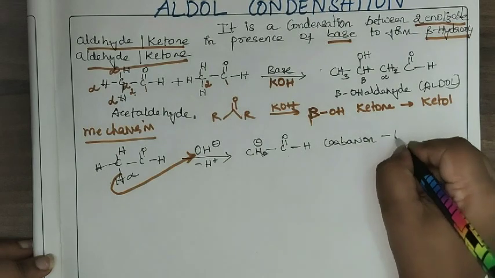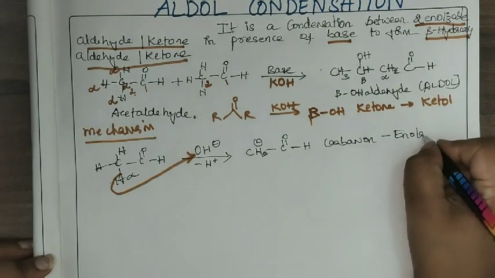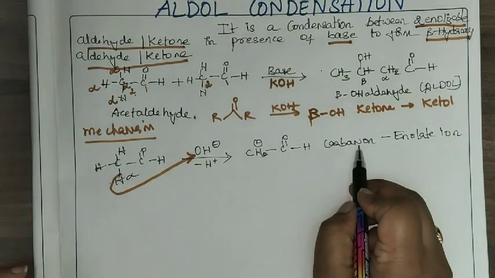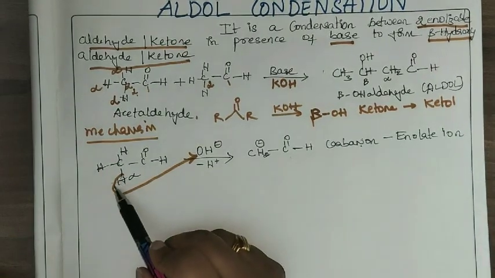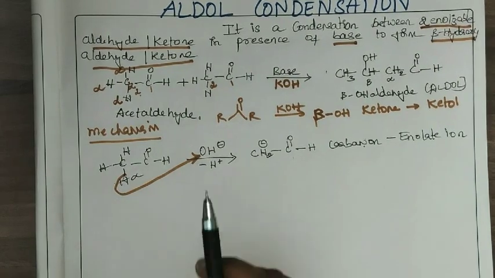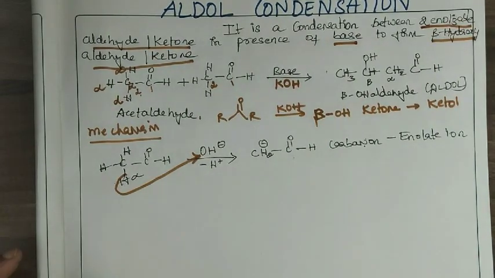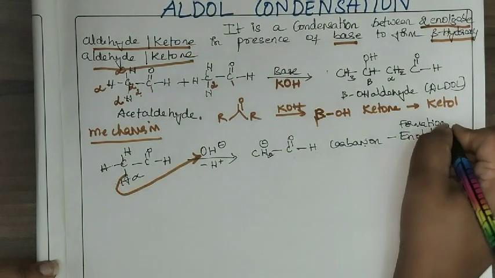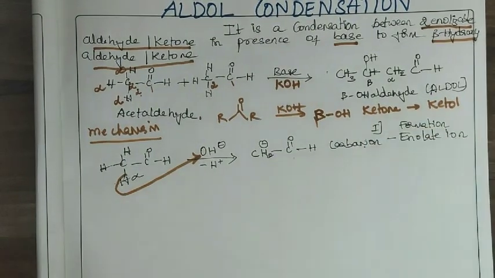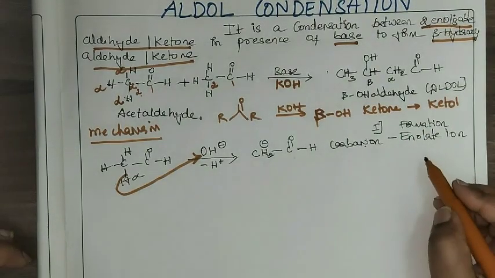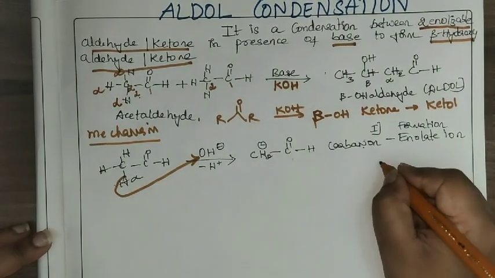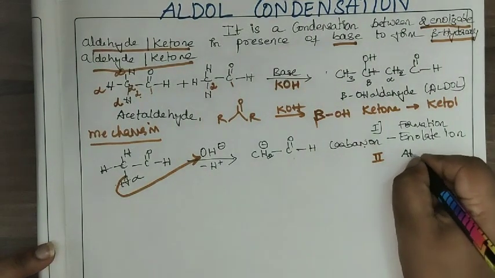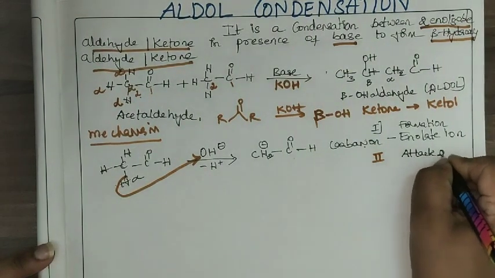which is called enolate ion. What is an enolate ion? It is the anion formed in an aldehyde molecule when alpha hydrogen goes off. This is the first step, that is the formation of enolate ion. So now what happens in the second step? The second step is attack of enolate ion.